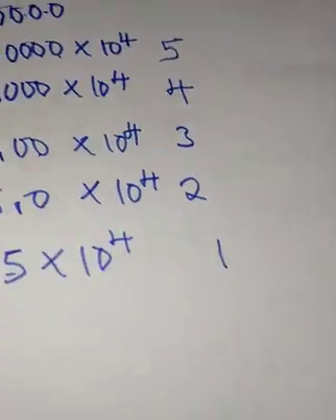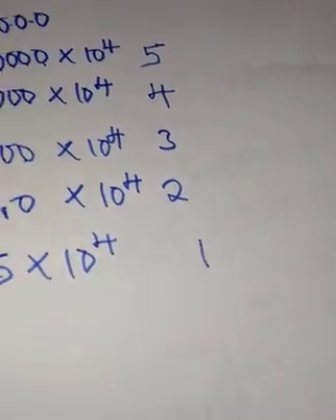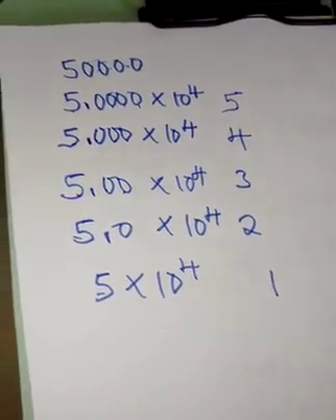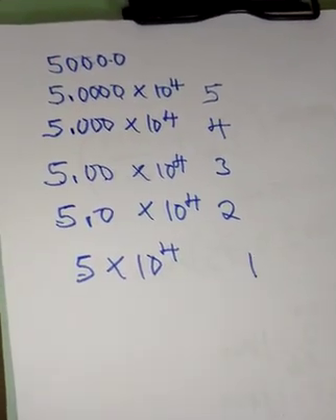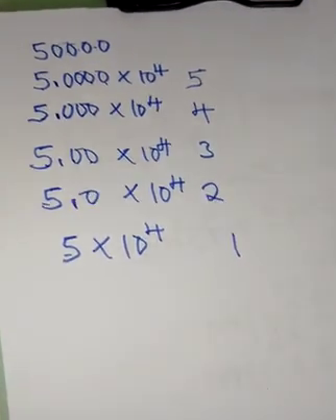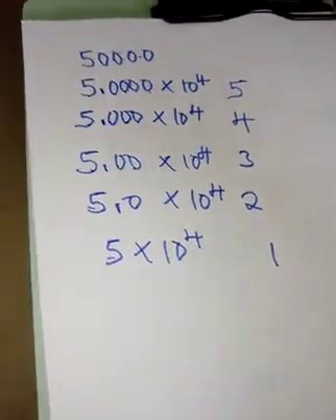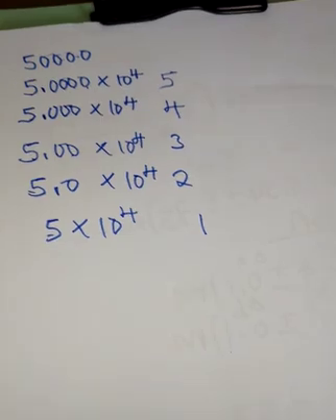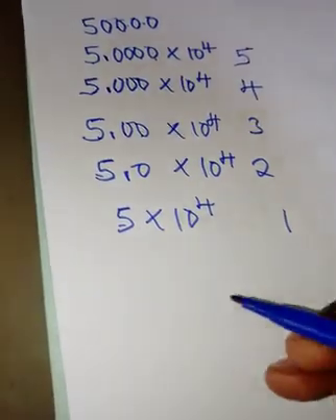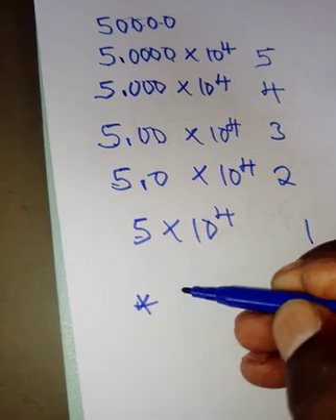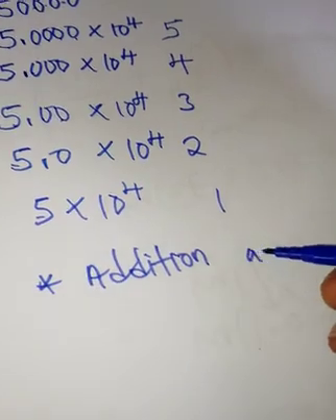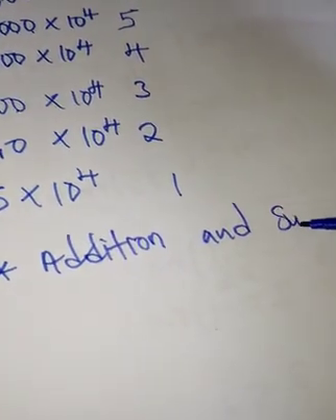Okay, so that is it for significant figures. Then what about the rules for addition, subtraction, multiplication, and division? The rules for handling significant figures. So, what are the rules for addition and subtraction when dealing with significant figures?